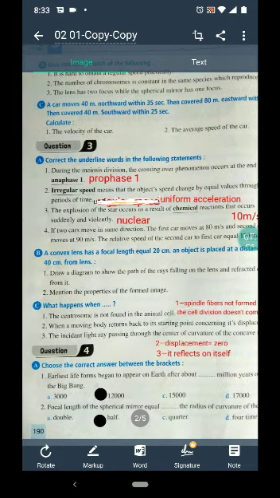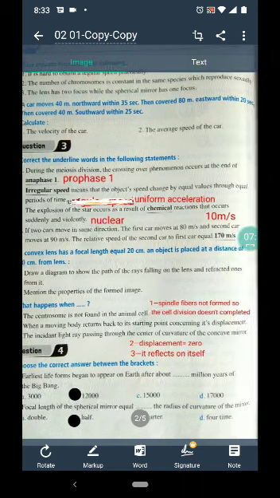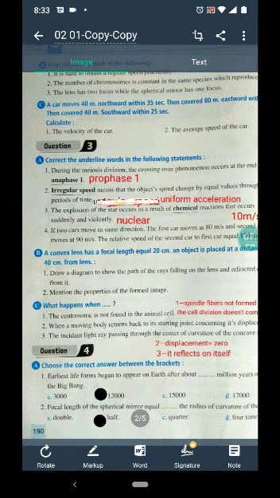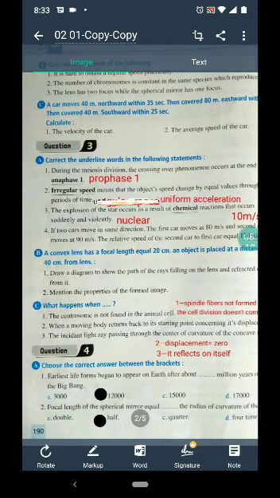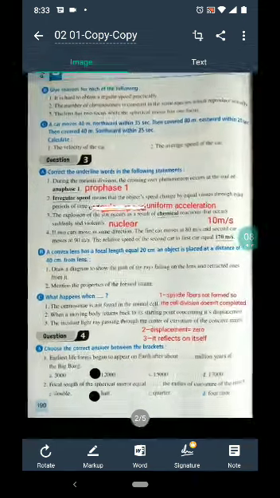After that, B: a convex lens has a focal length equal to 20 centimeters. An object is placed at a distance of 40 centimeters from the lens. Number 1, draw a diagram to show the path of the rays falling on the lens and refracted once from it. Number 2, mention the properties of the formed image. To solve a question like this, we must draw it.